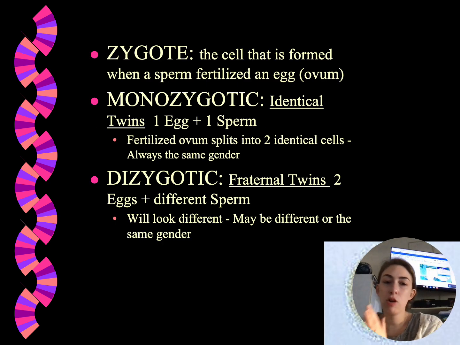Now this refers to our zygote. Our zygote is a cell that is formed when it's fertilized. So pretty much the baby is starting to form. I'm so sorry, my little picture of me is blocking it, but that's what that looks like.